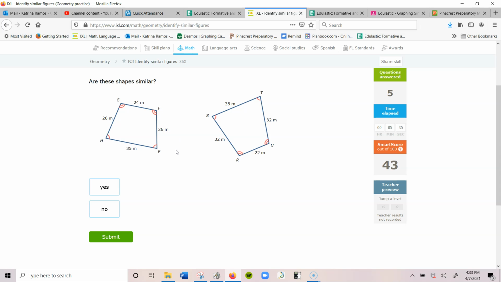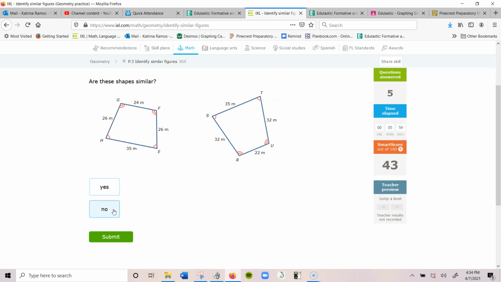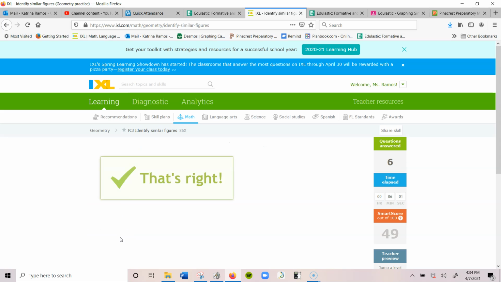If I do the diagonals, we have 26 over 32, and everything can get divided by 2. 26 divided by 2 is 13, over 32 divided by 2, which is 16. This is not the same as 12 over 11, so you don't need to keep going since they don't have the same ratio, so no.